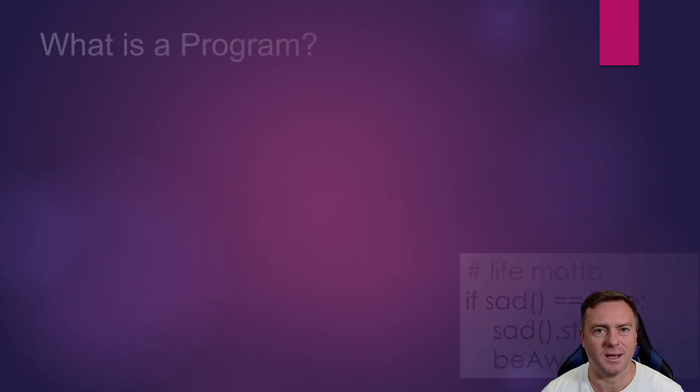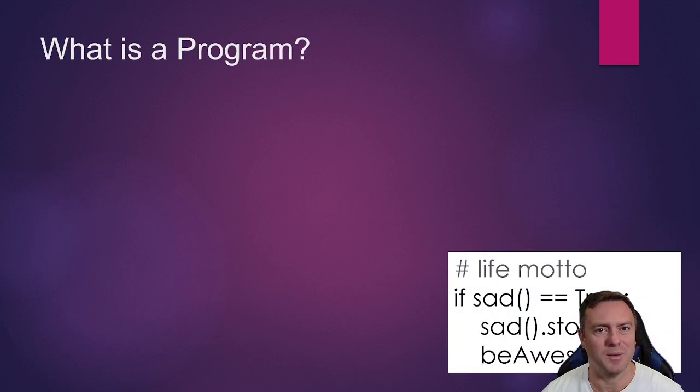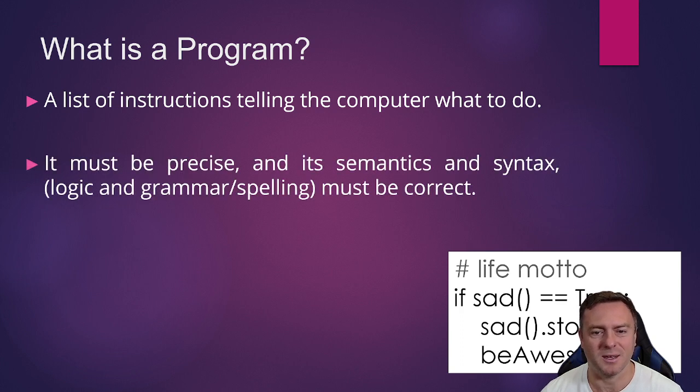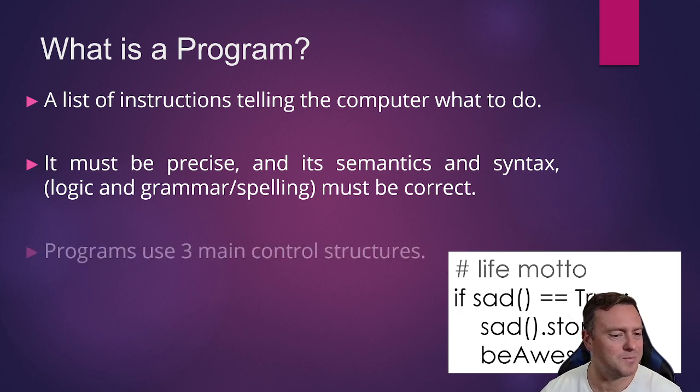So to start, let's think about what a program is. A program is a list of instructions telling the computer what to do. It must be precise, and its semantics and syntax must be correct. The semantics is the logic, and the grammar and spelling is the syntax, which is the structure. So is the semicolon in the right spot? Does it have the same layout? Is the indentation right? Those are all syntactical issues.